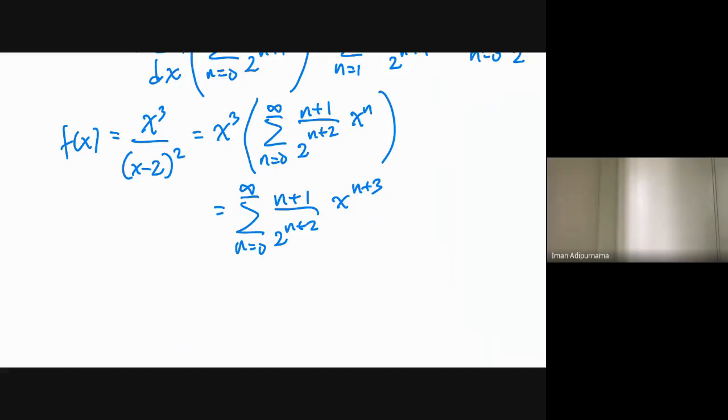But it depends on the questions. Maybe the form they want starts from 3 or maybe 2. It depends on the question, so you need to be careful there. Maybe you find this here and then you see the options, and there's none that is really the same. But when you change the index, maybe it will match one of the options.